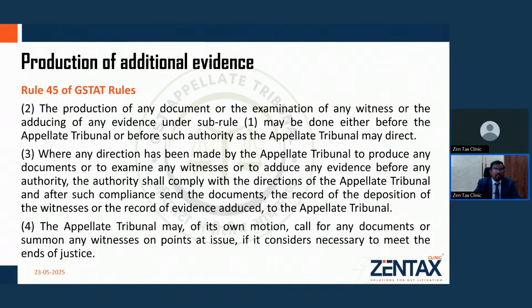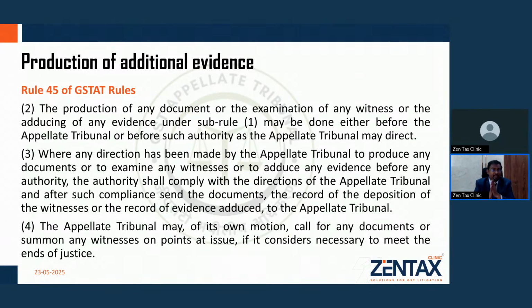Right? If there is any additional evidence, any document being produced under the provisions of sub-rule 1 of Rule 45, then the appellate tribunal can take it up before itself or before such authority as the appellate tribunal may direct. That is, when I want to produce very voluminous factual details, the Appellate Tribunal might not have the time to look into all the documents.